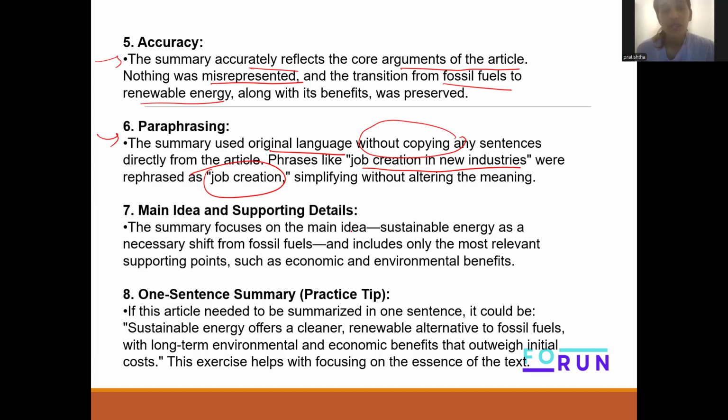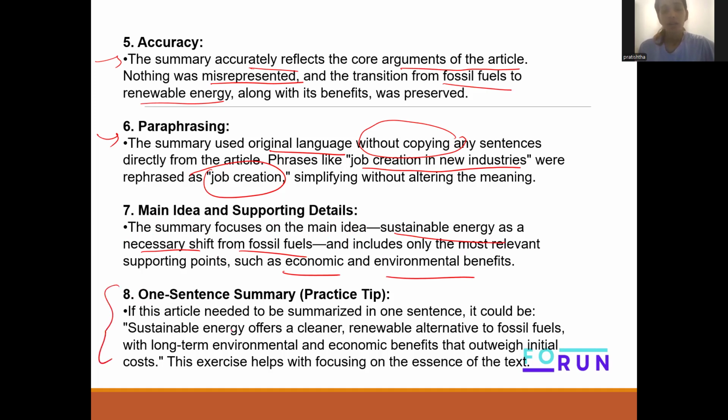So main idea and supporting details. The summary focuses on the main idea, which was sustainable energy as a necessary shift from fossil fuels, right? That was the main idea. And it only includes the most relevant supporting points, right? So it only talked about the economic and the environmental benefits that were discussed in the essay as well.